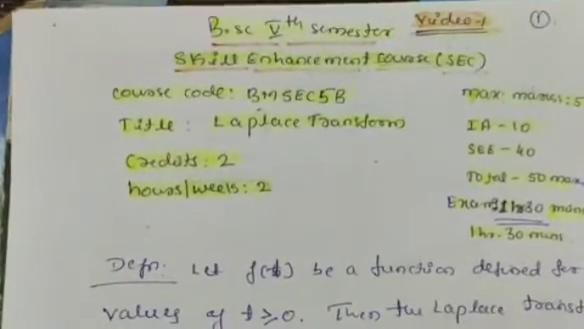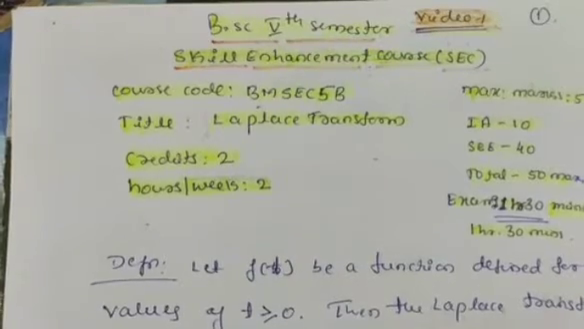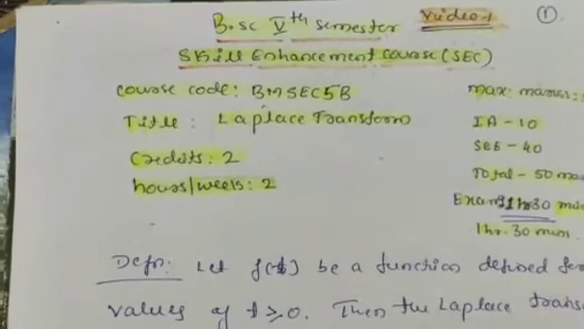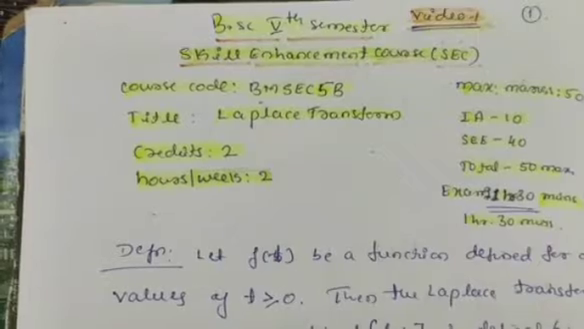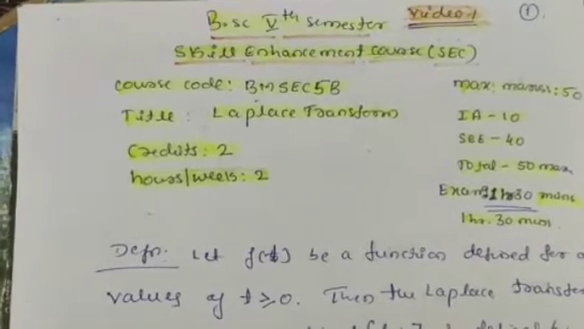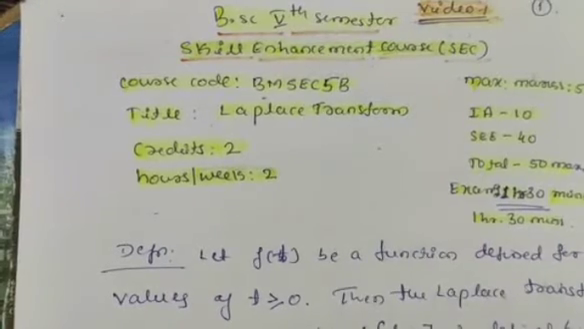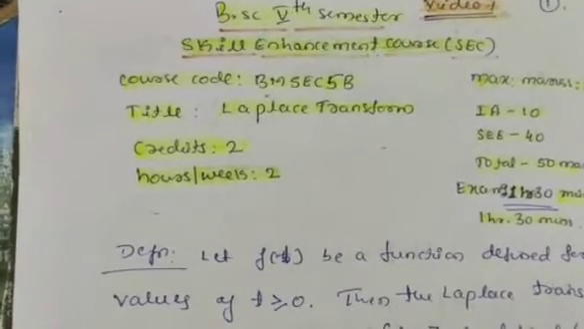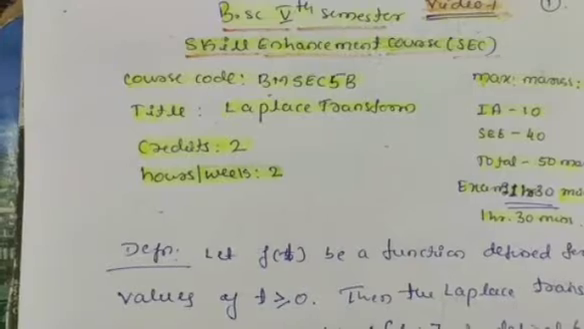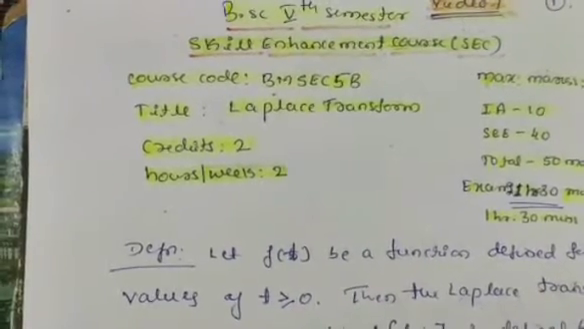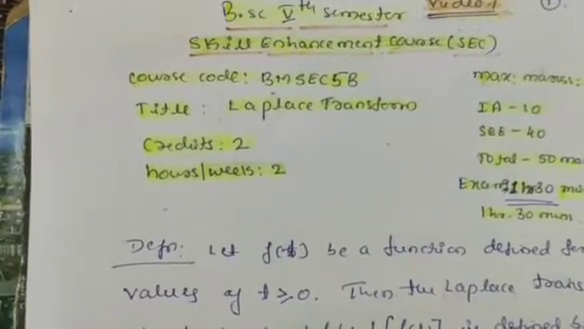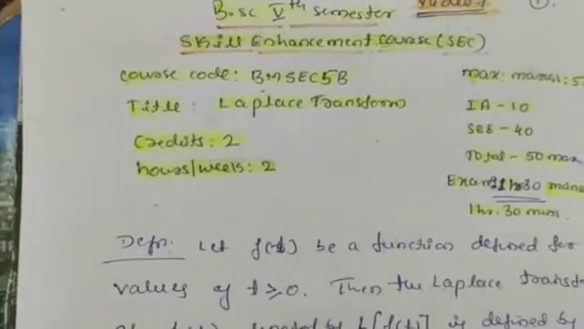Today we are going to study the skill enhancement course paper 2, that is Laplace transform. This paper has maximum marks 50, internals 10 and theory 40, total marks 50. The duration of the examination is 1.5 hours and we have to take 2 hours per week for this paper.